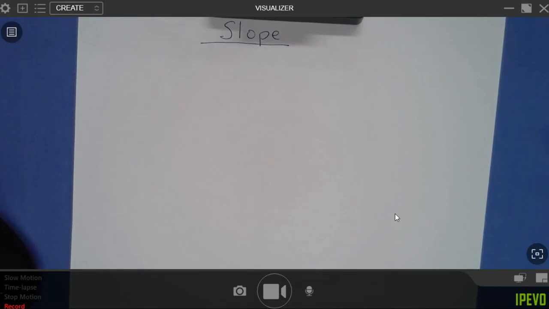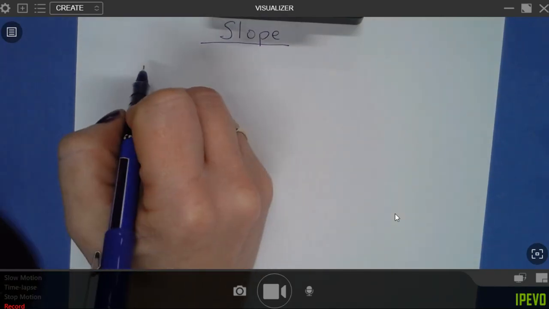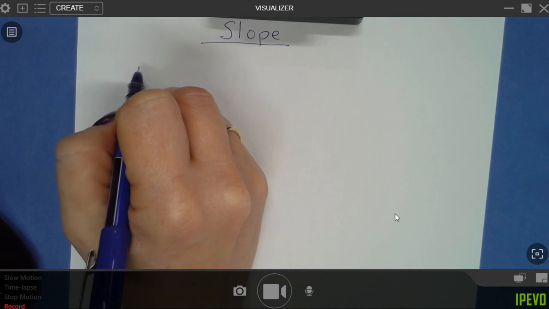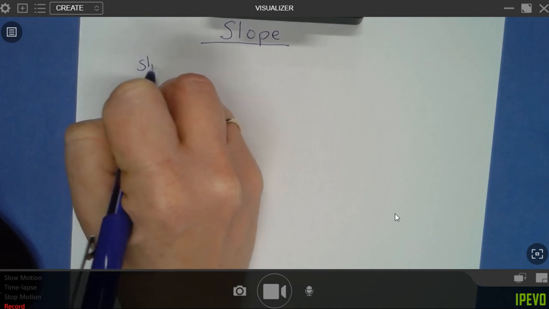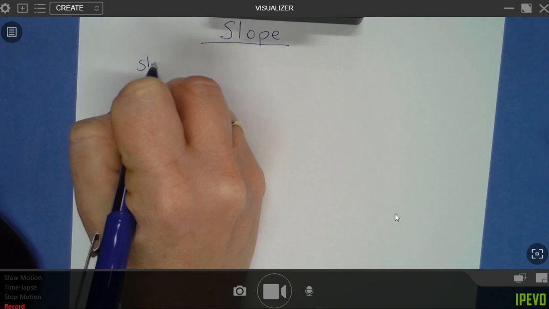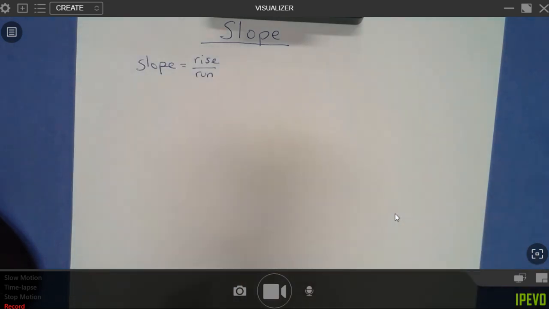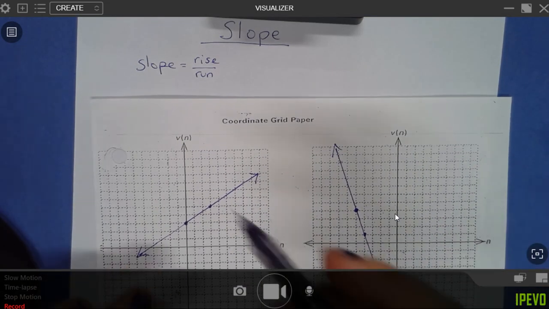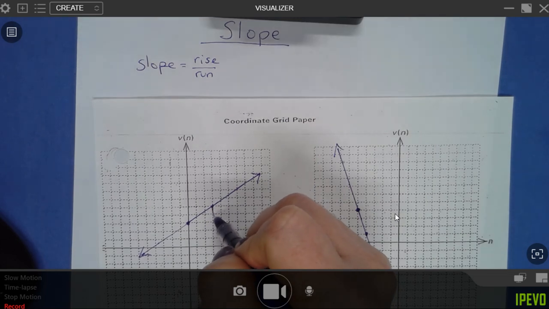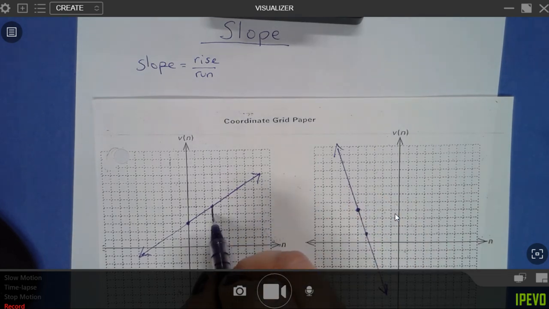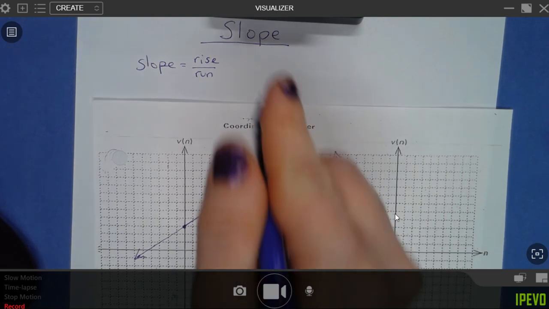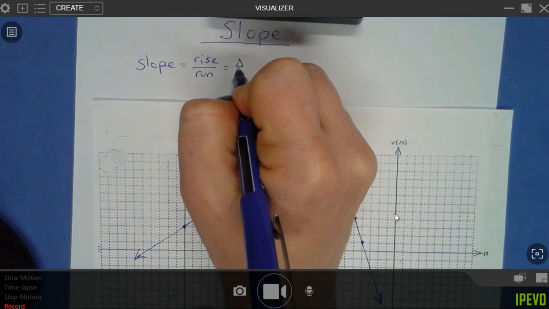We are looking at slope. The slope, as a lot of people have heard, is the rise over the run. And when you're on a graph, the rise is how much it goes up. That is the change in the y values, from this y value to this y value here. So the rise is the change in the y.